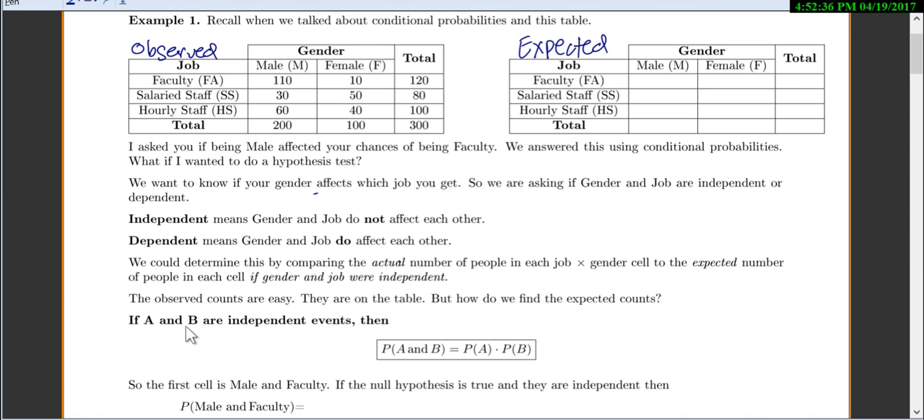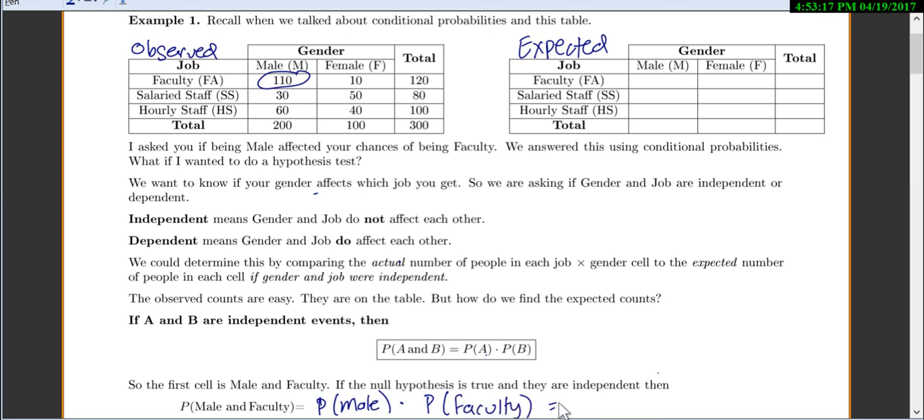To find the expected counts, we say, well, if A and B are independent, then remember from our probability lessons, the probability of A and B will be equal to the probability of A times the probability of B. So our first cell is male and faculty right here. And we're going to make our null hypothesis that our two events are independent, that they do not affect each other. That's a good status quo, right? So if the two events are independent, then the probability of male and faculty would be equal to the probability of male times the probability of faculty.